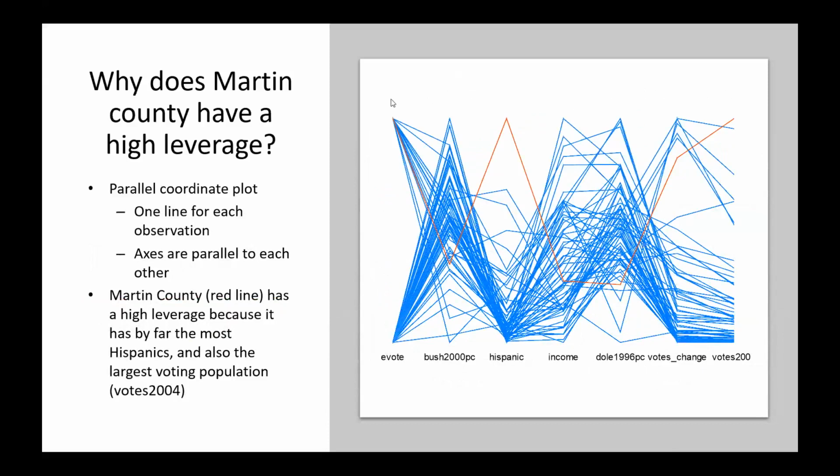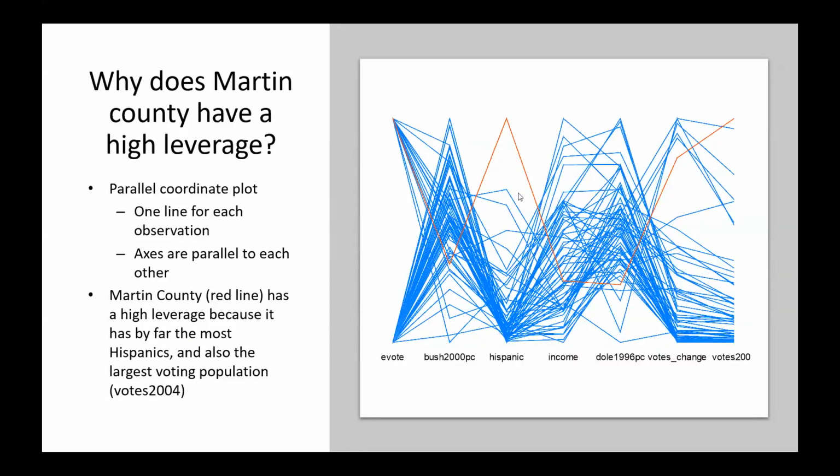So we have 1 axis for e-voting with the values 0 and 1, the smallest and the largest value. Then we have the percentage of people who voted for Bush with the smallest value and the largest value and intermediate values, and so forth, percentage Hispanic, and so forth. So you can see you can get more values over here. Each line, more variables. Each line corresponds to 1 county, and the red line is Martin County.